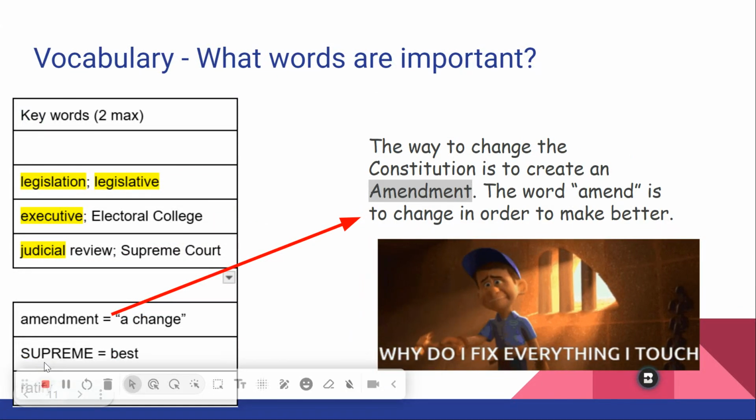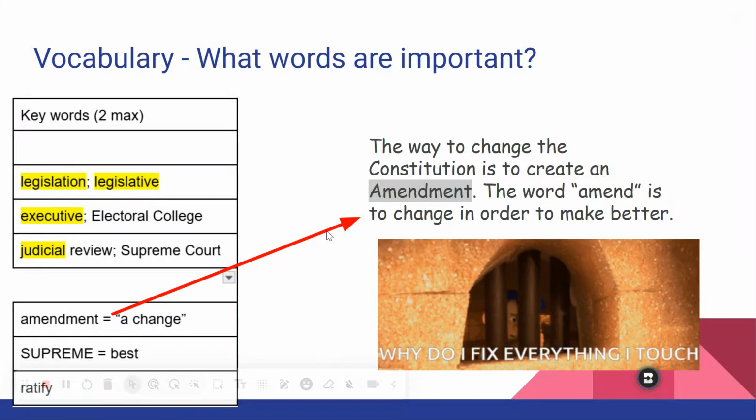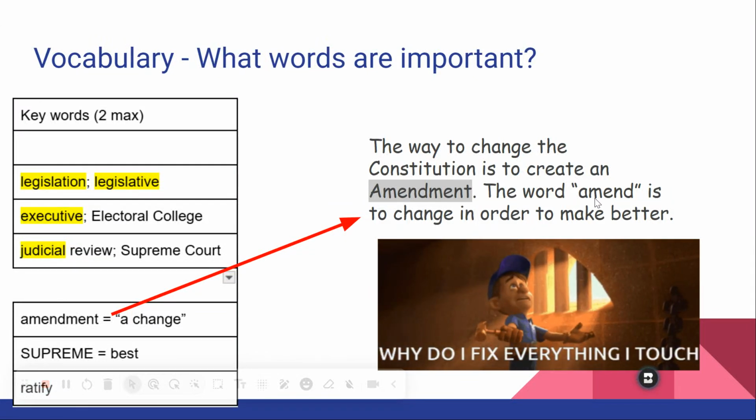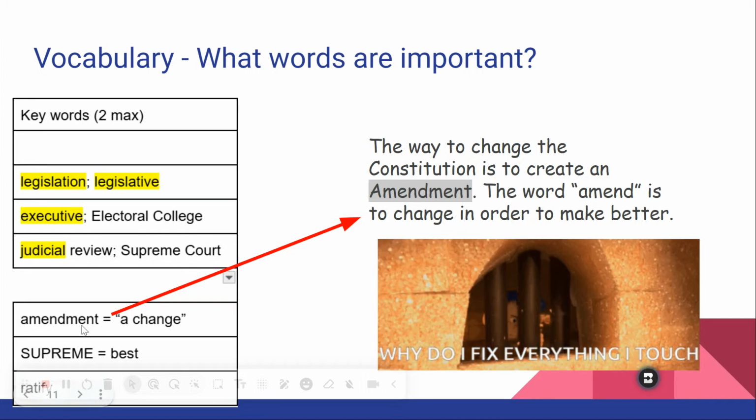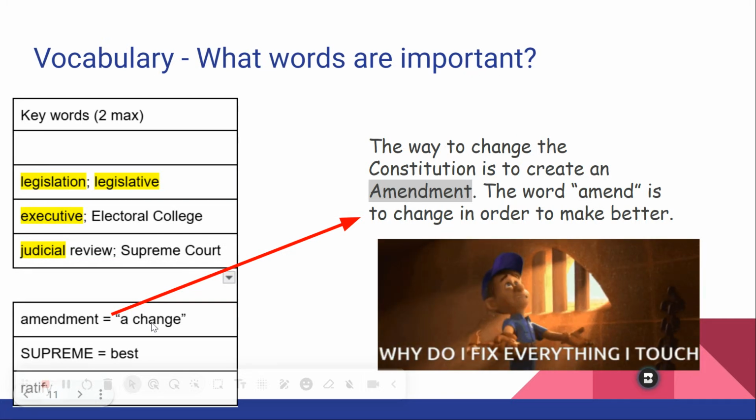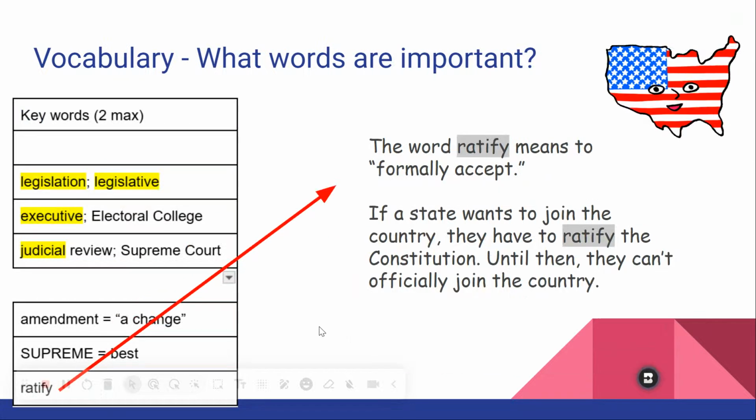Last but not least, we have 2 more terms, amendment and ratify. Amend means to make things better. So an amendment to the Constitution is a change to the Constitution. And the word ratify, which is our last word there on the blank, is to formally accept. So in order to join our country, you have to ratify the Constitution. Like I said, if Puerto Rico wants to join the country, they would have to ratify or formally accept the Constitution. If not, they're just a part of this country, but they're not a formal state.